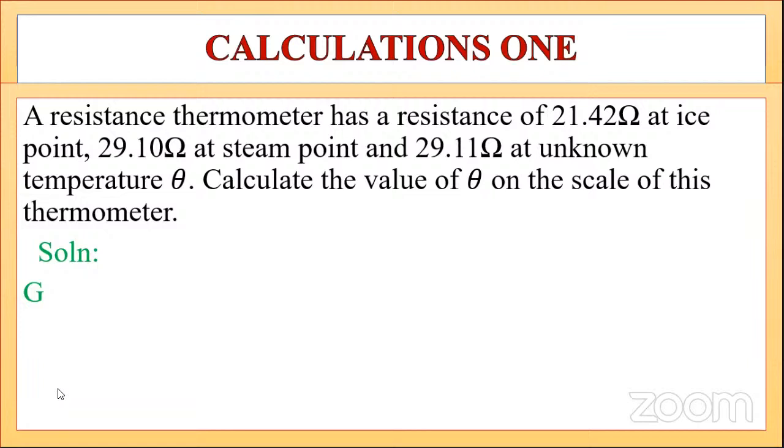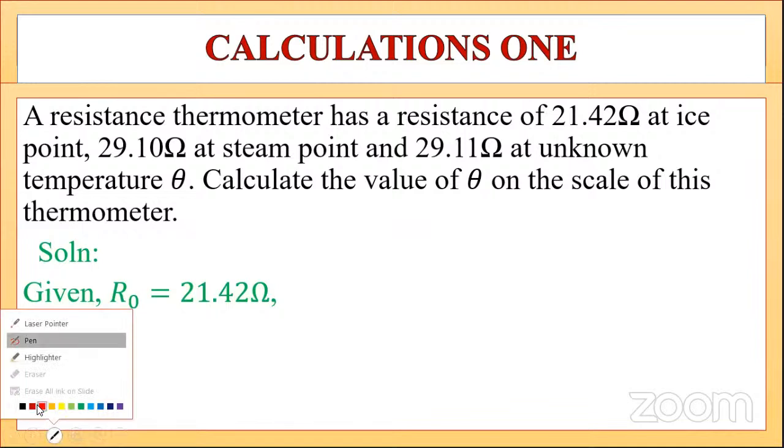How can we know that? To determine that it is a Celsius scale, we say the Celsius scale uses ice point and steam point as the fixed points. So the measurement is made at ice point, 21 point something, and then this one at steam point. So that means it is on the Celsius scale. Now, having known that it's on the Celsius scale, you should know how to get the temperature on the Celsius scale.